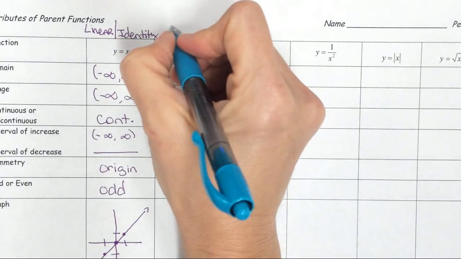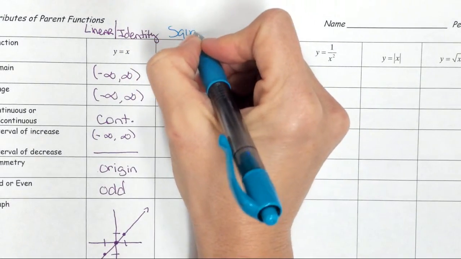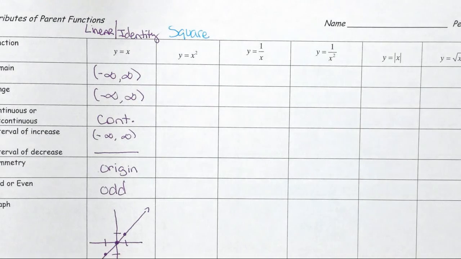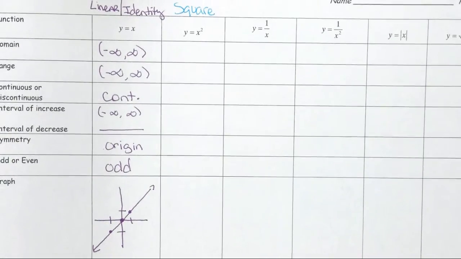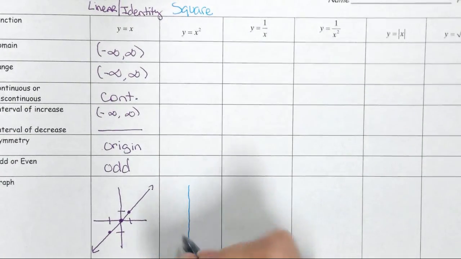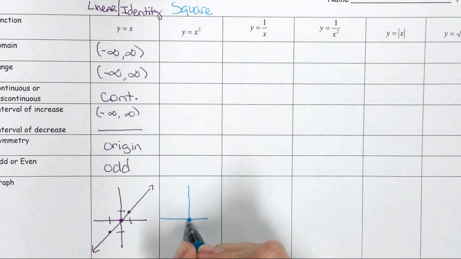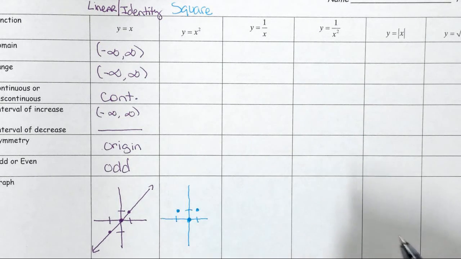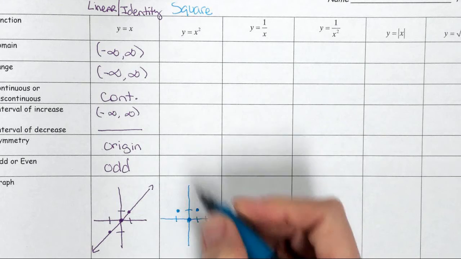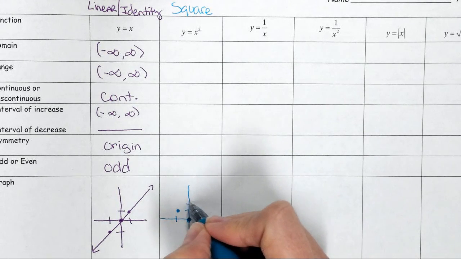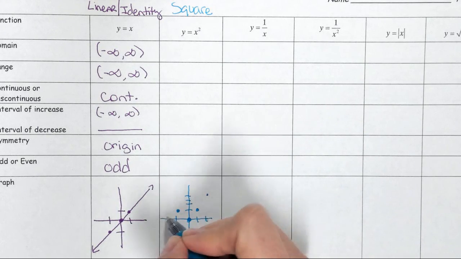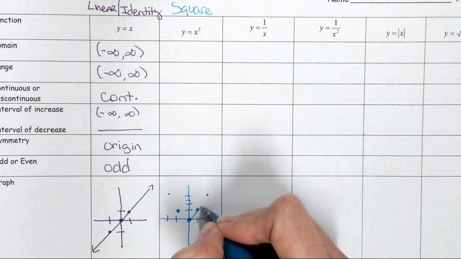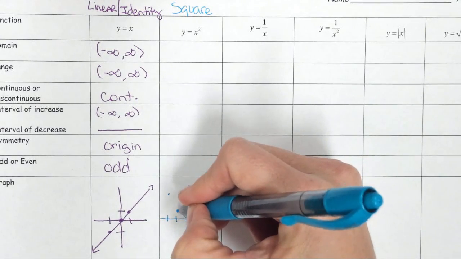The second function we see is called our square function. In Algebra 1 and Algebra 2, you also called it a quadratic. The graph of the square function goes through the point (0, 0). If 1 is squared, we get 1. If negative 1 is squared, we get positive 1. If 2 is squared, we get 4. And if negative 2 is squared, we also get 4. So we get a U-shaped graph. It's called a parabola.